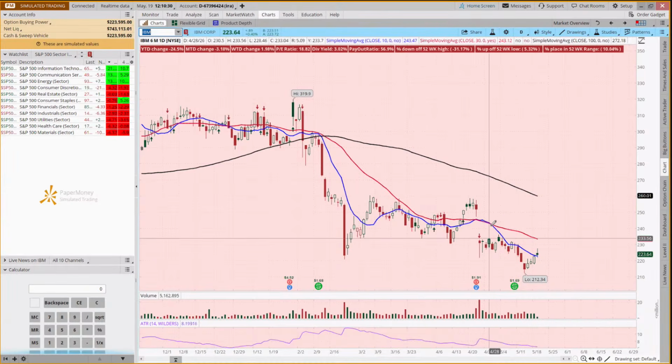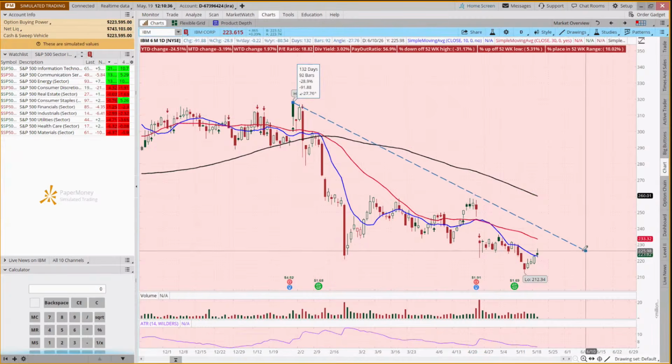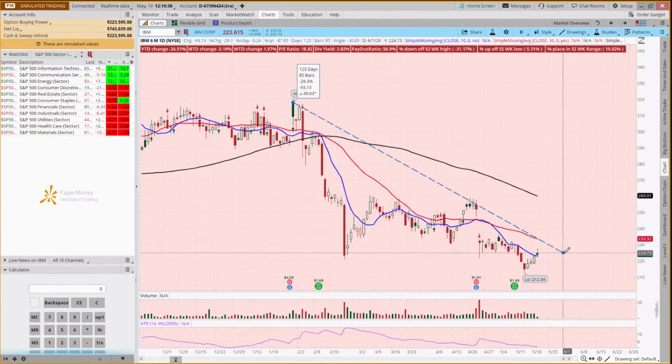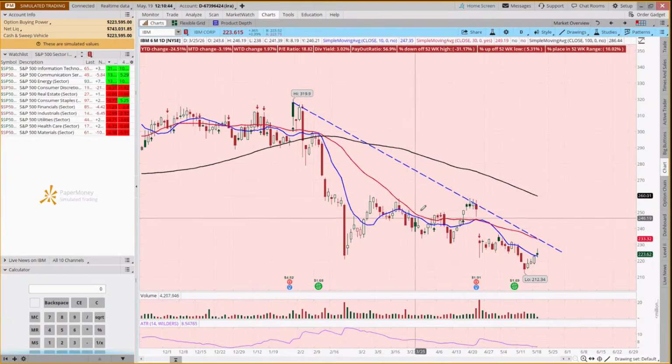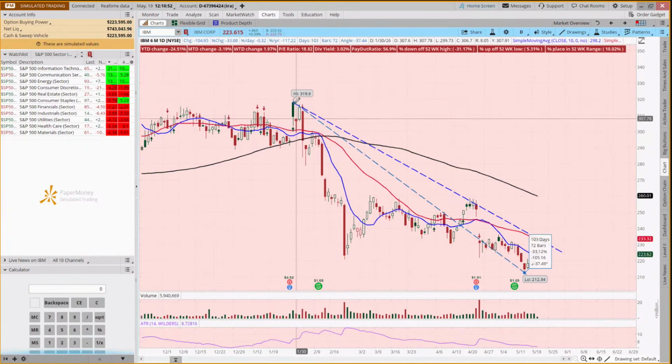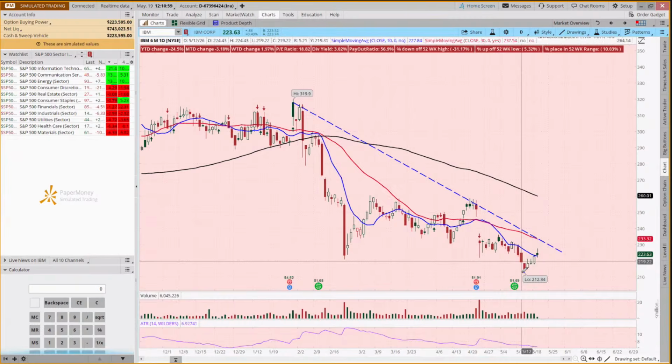I do have a fond spot in my heart for IBM because I used to work for IBM. I spent a decade there as a marketing rep and a systems engineer. But again, if we look at this, it has been downtrending. And it's gone from 319 to 212. Like if we measure that, yikes, that's a 33% drop. It's dropped over $100 a share.